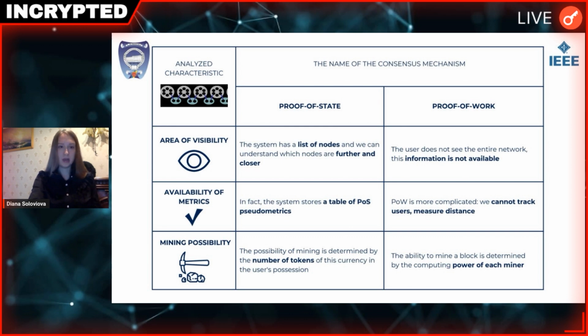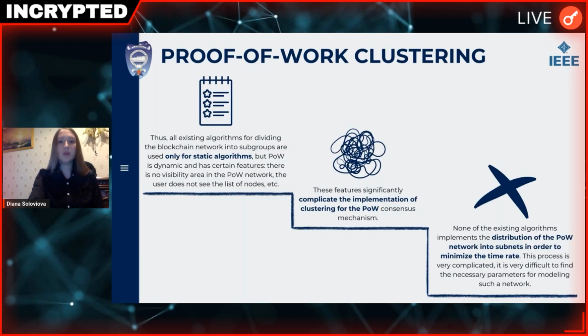Secondly, a proof of stake system stores a table of proof of stakes. So the matrix, in contrast to proof of work, is more complicated and we cannot track users or measure distances. These features significantly complicate the implementation of clustering for the proof of work consensus mechanism, and none of the existing algorithms implements the distribution of a proof of work network into subnets in order to minimize the time rate.